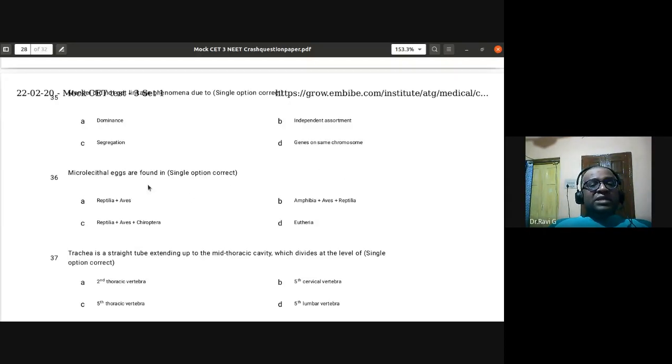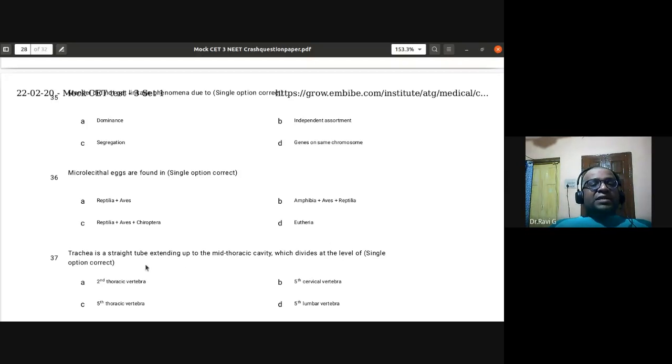Microlecithal eggs are found in. They have very little yolk. In which animals are they found? Reptilia and aves, amphibia plus aves plus reptilia, reptilia, aves plus chiroptera, or eutheria? So microlecithal eggs are found in eutheria.